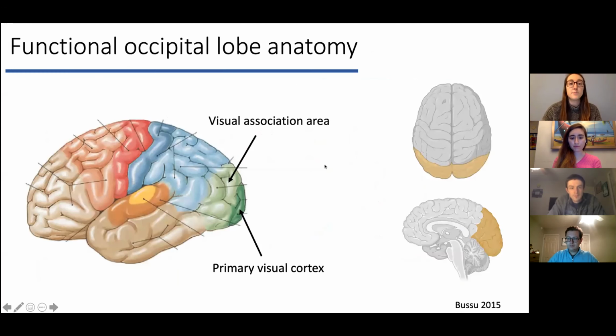Next, we have the occipital lobe, and that's in the back here. Just like the primary and the association areas of the sensory parietal lobe, the primary visual cortex is going to receive all of the raw information on our visual fields from our eyes, and the visual association area helps to analyze that information so we can see color and depth and all of these deeper aspects of our sensation.